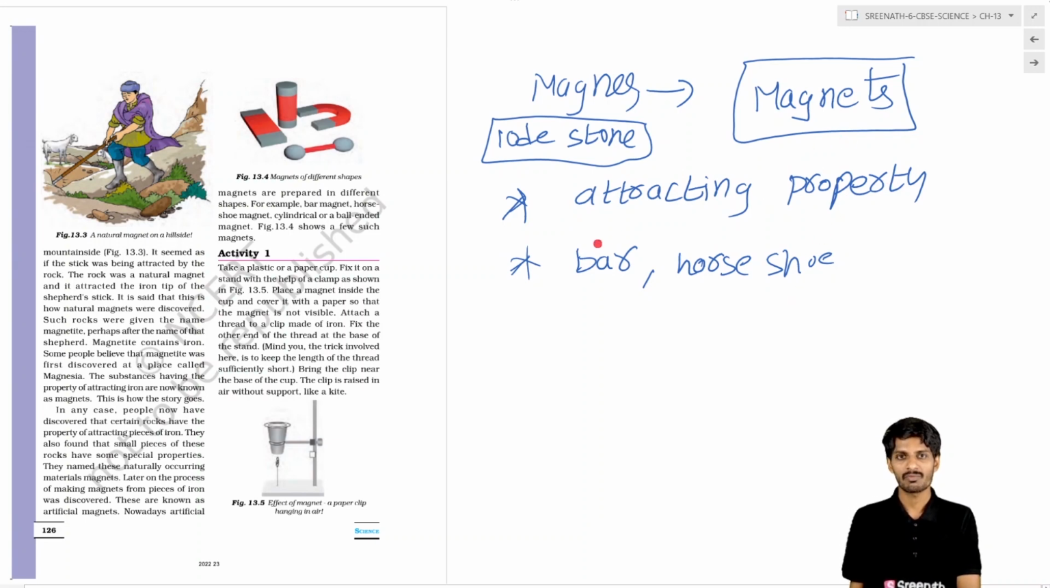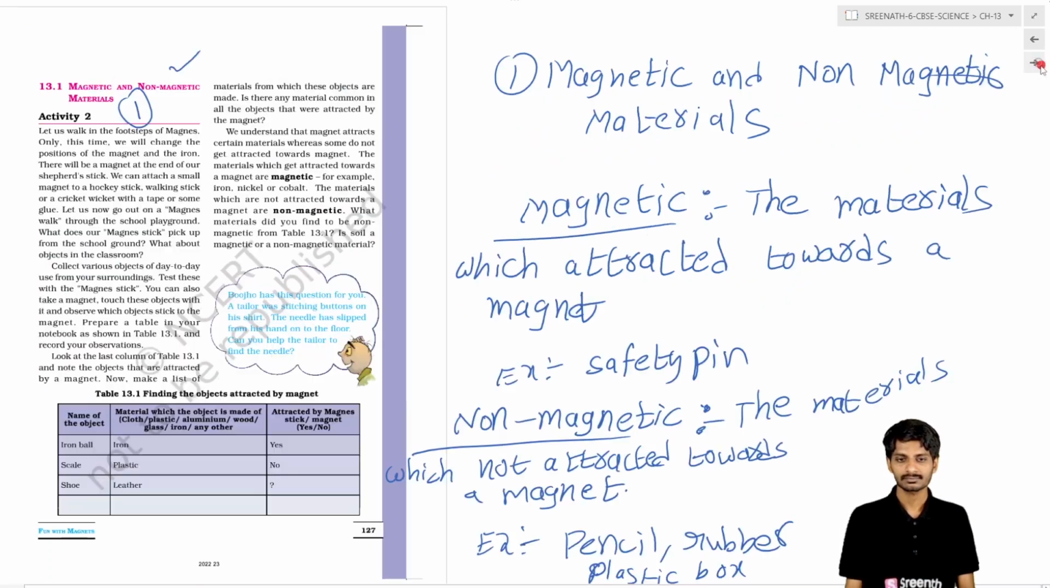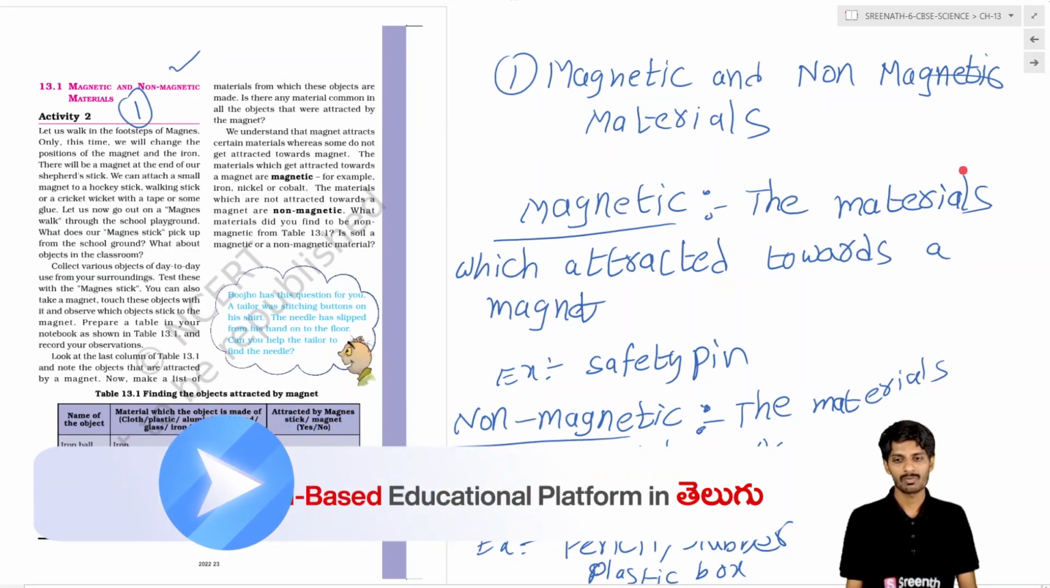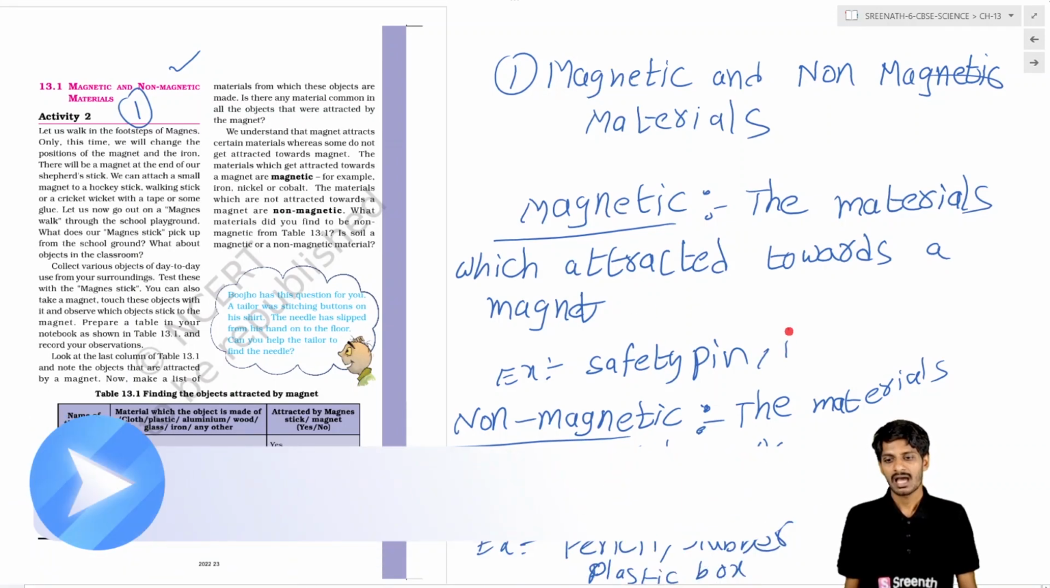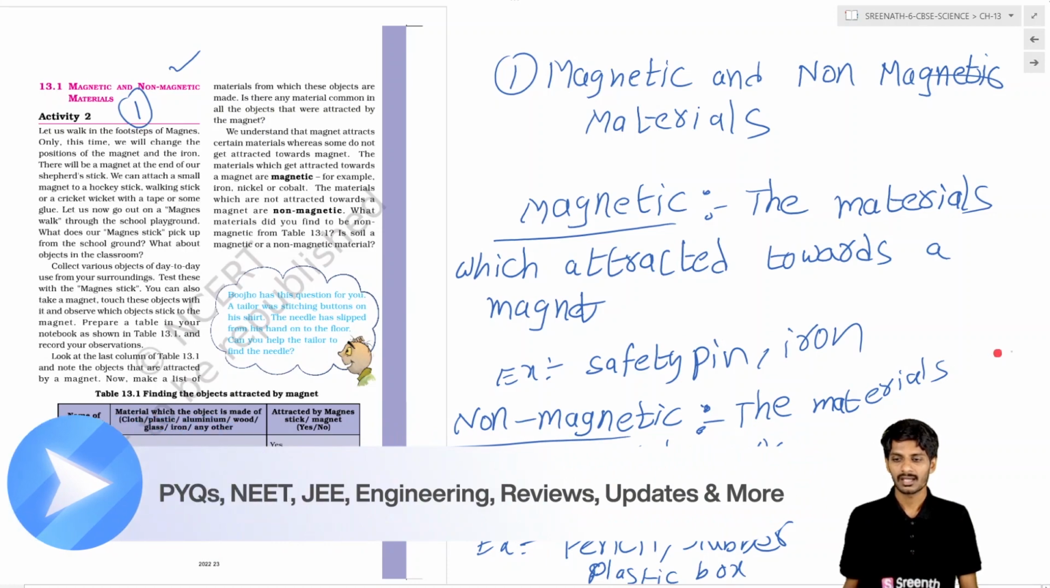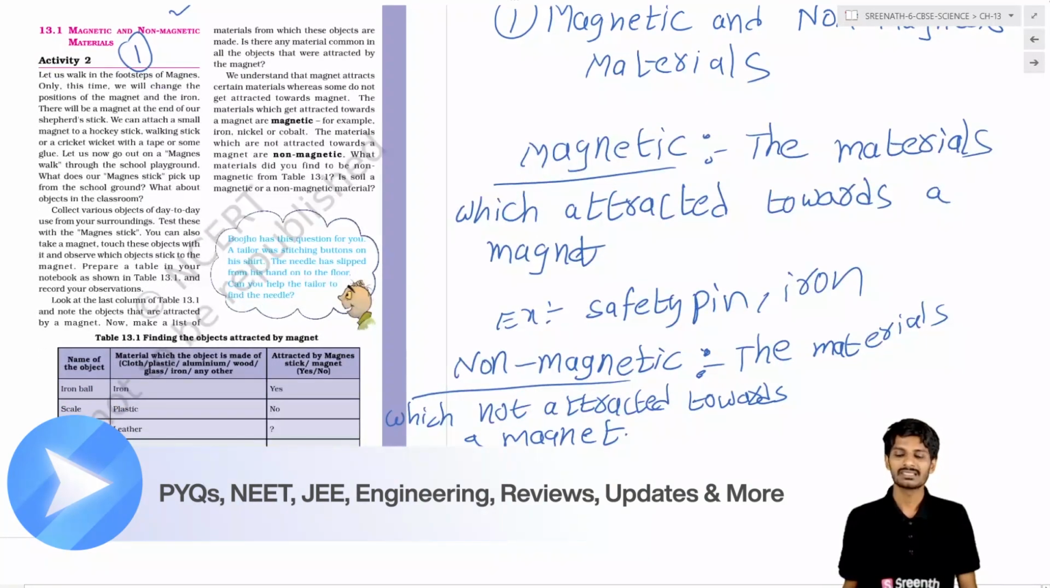There are so many types of magnets, like bar magnets and horseshoe magnets. And there are magnetic materials and non-magnetic materials. The materials which are attracted towards a magnet are magnetic materials. The materials which are not attracted towards a magnet are non-magnetic materials. Examples of magnetic materials are safety pins and iron filings. Examples of non-magnetic materials are pencil, rubber, plastic, and so on.